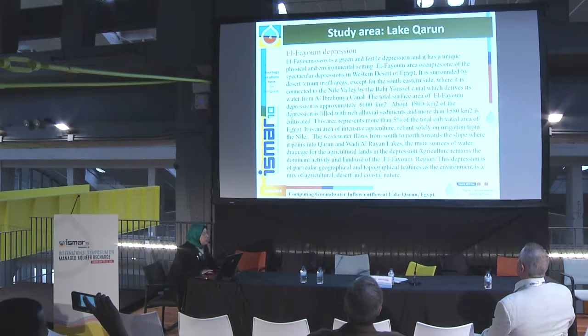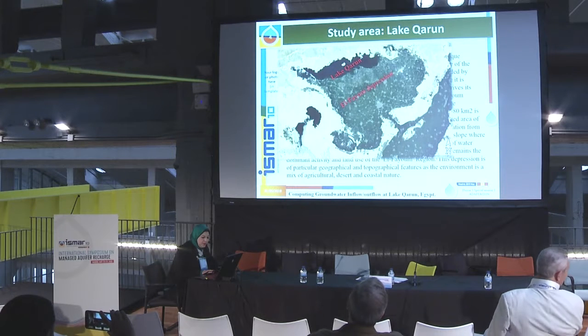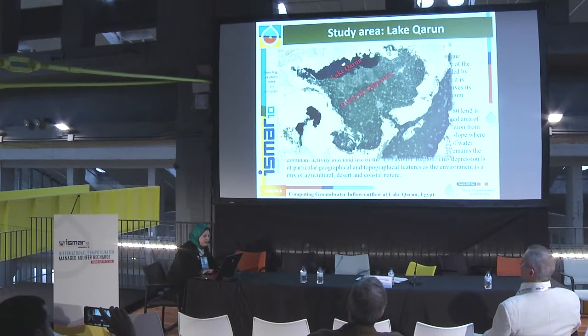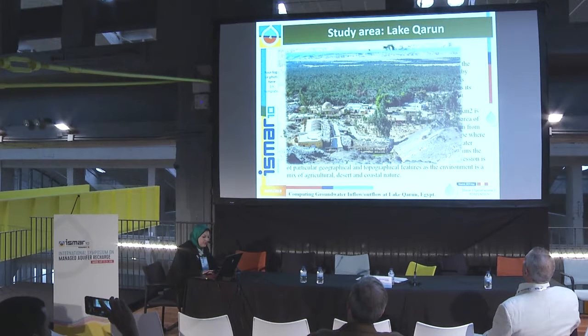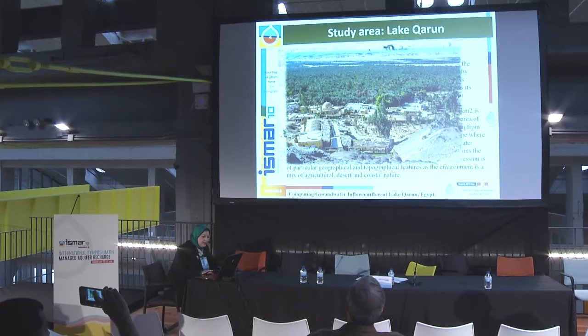It has a unique environmental setting. Al-Fayoum Depression is surrounded by desert on all sides except the southeastern side, where it is connected with the River Nile Valley. The total surface area of Al-Fayoum Depression is approximately 6,000 square kilometers. Approximately 1,600 square kilometers are cultivated land.